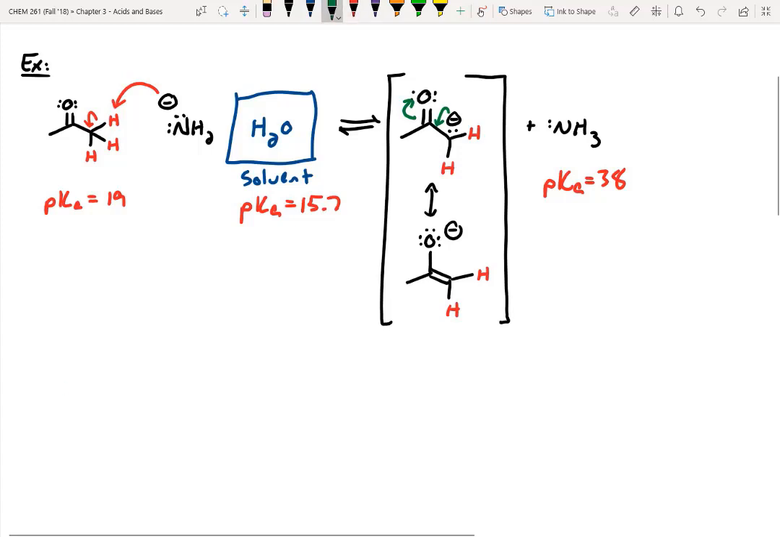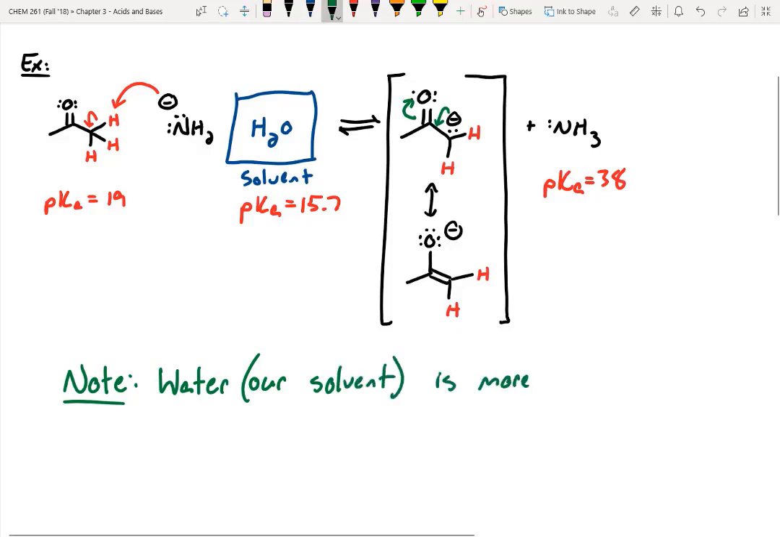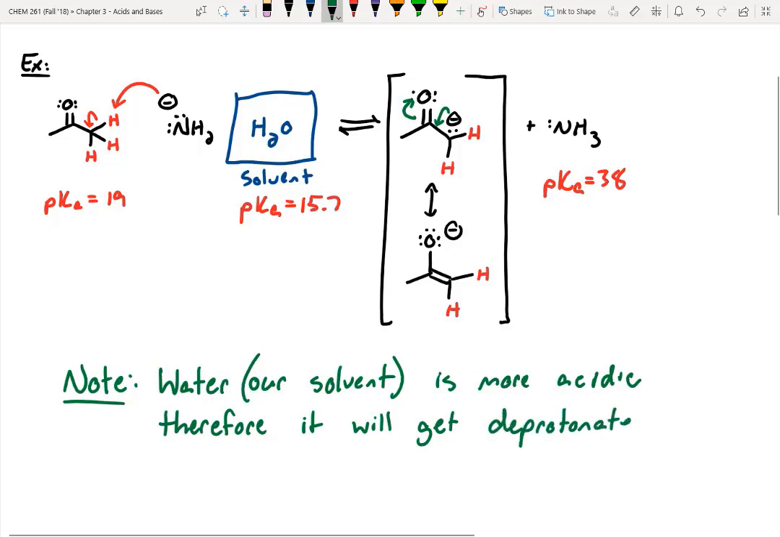So let's make a note of this. Water, our solvent, is more acidic, therefore it will get deprotonated. Essentially, this acid-base reaction will not occur. So I'll just go ahead and write, this will not occur. Just put a big X through that.